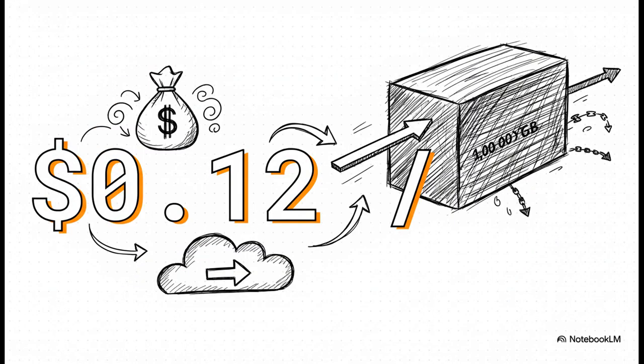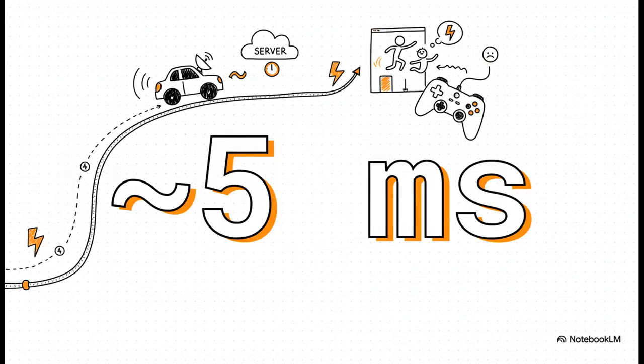Let's put a real number on expensive so you can feel it. A typical cloud provider might charge you something like 12 cents for every single gigabyte of data you move out of their system. It's called an egress fee. Sounds tiny, right? But what if you have a petabyte of data? Well, that's 1,000,000 gigabytes. All of a sudden you're looking at a bill for over $100,000 just to move your own stuff. Ouch. And here's the kicker.